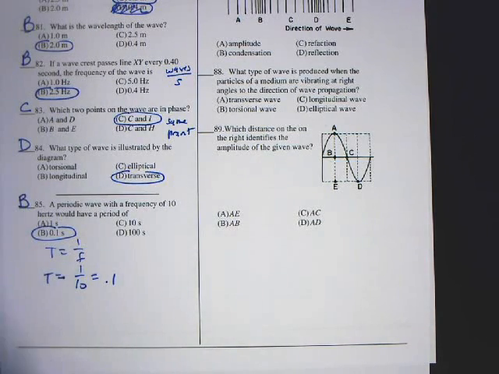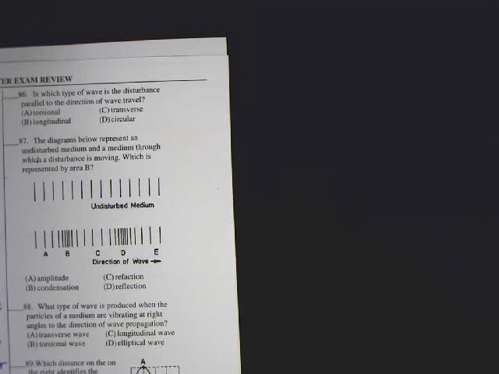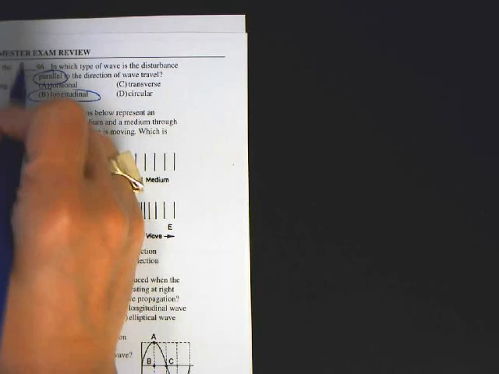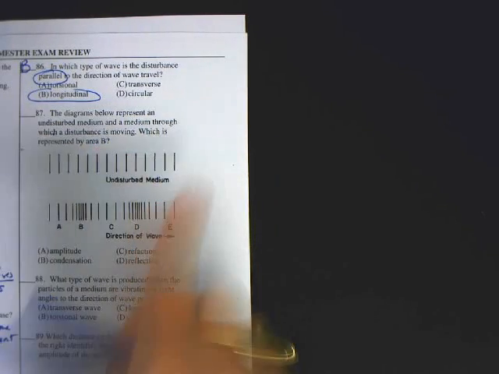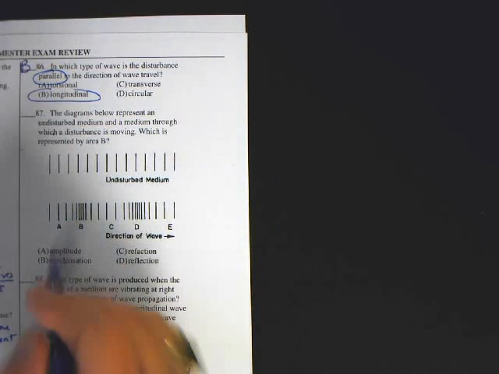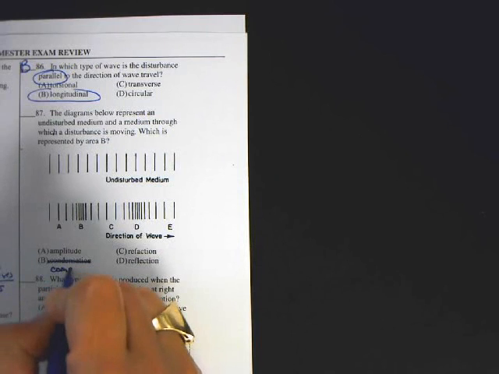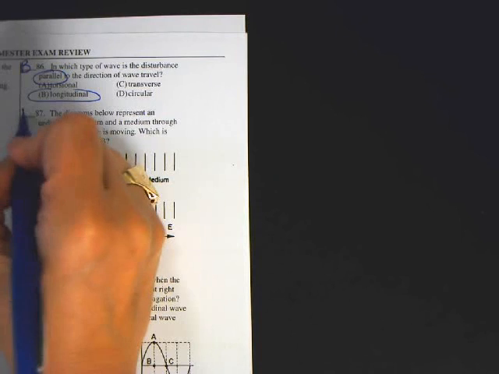All right, number 86, in which type of wave is the disturbance parallel to the direction of the wave? If it's parallel, that means it's going in the same direction. That's the definition of a longitudinal wave. The diagrams below represent an undisturbed medium, so we look at these. This is a typo. This should say compression, not condensation, and that's going to be the correct answer. I think I told you about that typo.